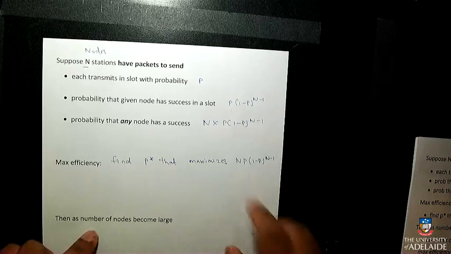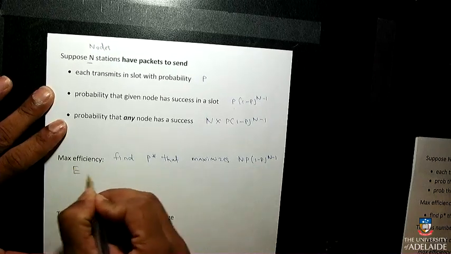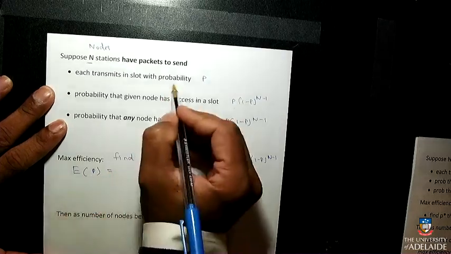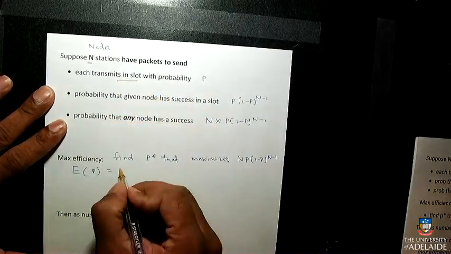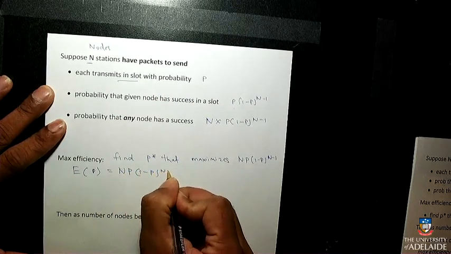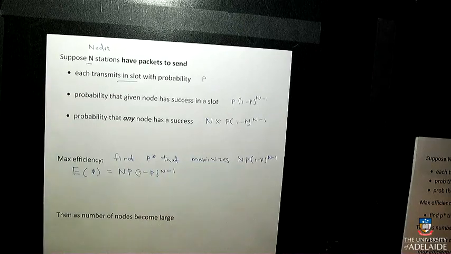So this is kind of like high school maths for you, because we can now express efficiency as a function of p, which is the probability of a transmit, as being equal to np(1 - p)^(n-1), right? So if you want to determine the maximum of a function, what do you do? High school maths. Yeah, that's right. You differentiate. You find where the derivative is equal to 0, right? It's so easy.